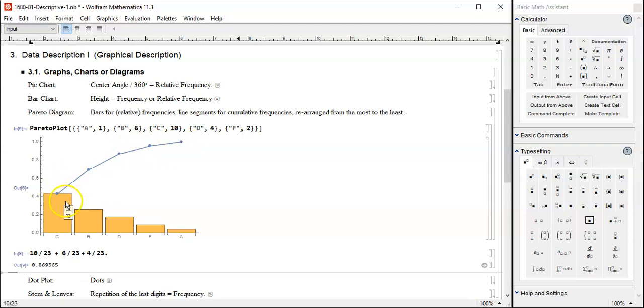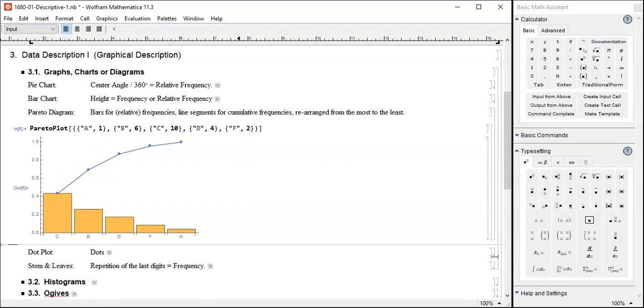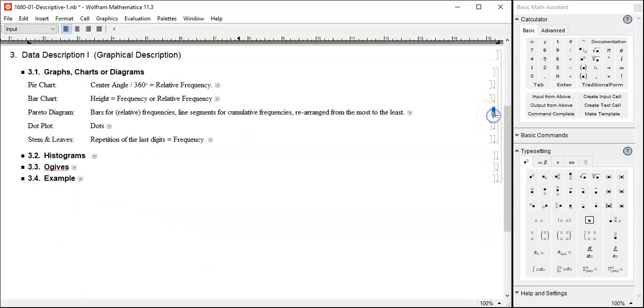So the bars go down and then the line goes up. That's Pareto diagram. How useful is it? For this course, I'm afraid not very much, but still, there you go anyway. Okay, we did pie chart, bar chart, Pareto.